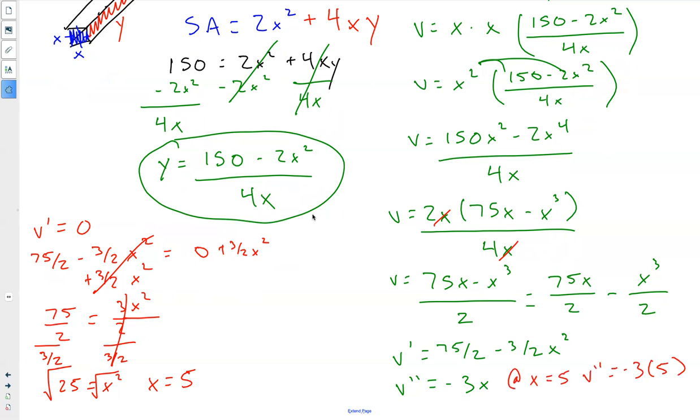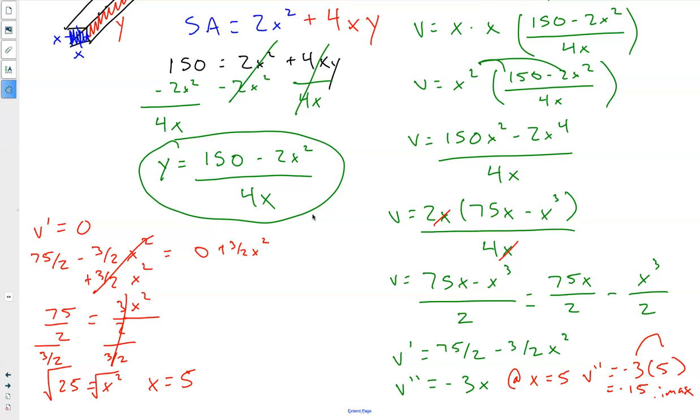And that gives us negative 15. Negative second derivative at 0.5 tells us that it opens down. So this is a maximum. Okay, so we just double checked to make sure that we were indeed finding a maximum value.